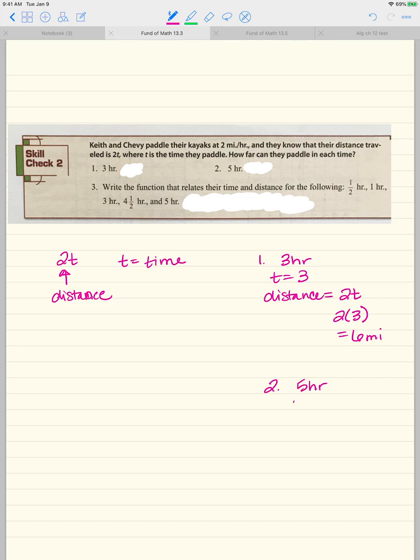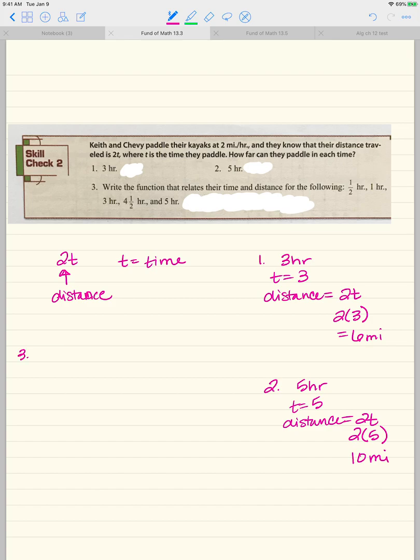Number 2, how far can they paddle in 5 hours? So they're paddling for 5 hours. Their t is 5. Distance is equal to 2 times t. So in this case, it's 2 times 5. 2 times 5 is 10 miles. So paddling for 5 hours at 2 miles an hour is going to get them to cover a distance of 10 miles.